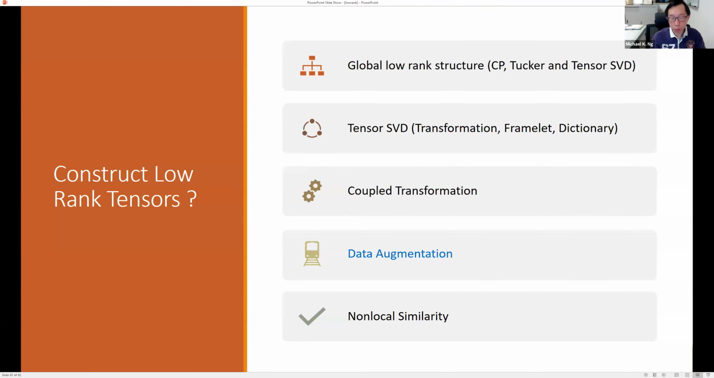Okay, so, as I mentioned at the beginning, we should rearrange the data, but it's not just simply doing vectorization or matrix-izing the tensor. We can rearrange the data in a much better form. So we can do some data accumulation and also use non-local similarity to do it.